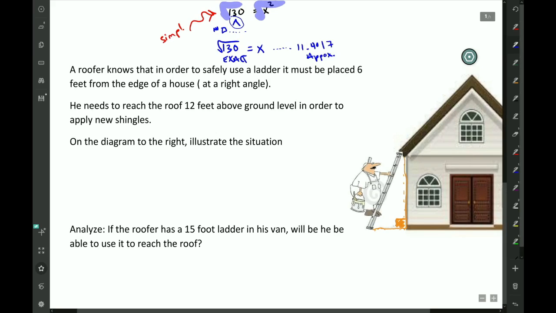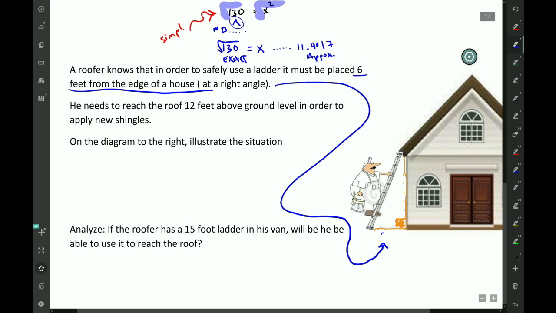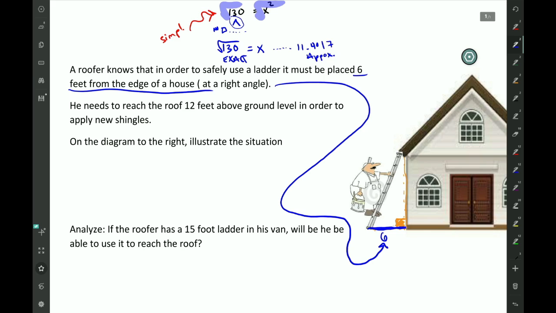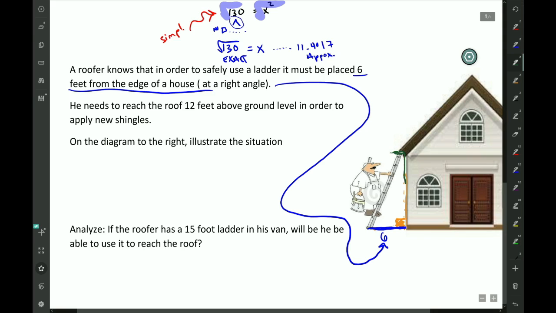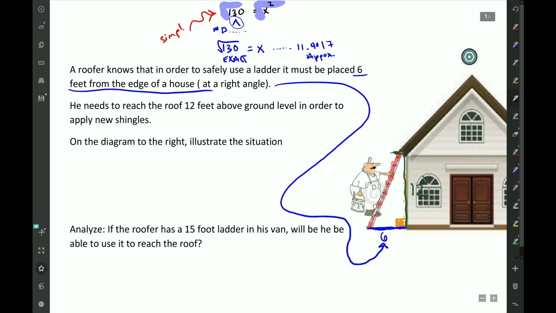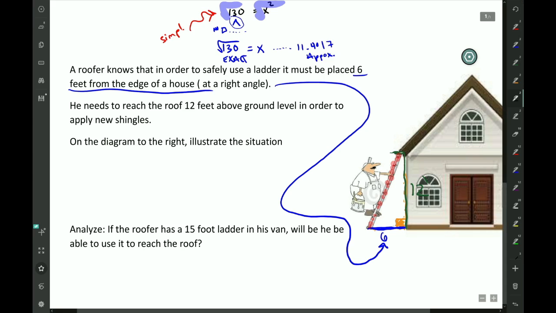Well, that means that 6 feet from the edge of our house, okay, he's got to put it 6 feet from the edge, okay? So there's our 6. He needs to reach the roof 12 feet above ground level in order to apply new shingles, okay? So the roof here is 12 feet tall, okay? And the question is, if he has a 15-foot ladder, will it be tall enough, okay? So really a little bit of applying here. So I just illustrated the diagram for us, 6 and 12, if it's hard to see.